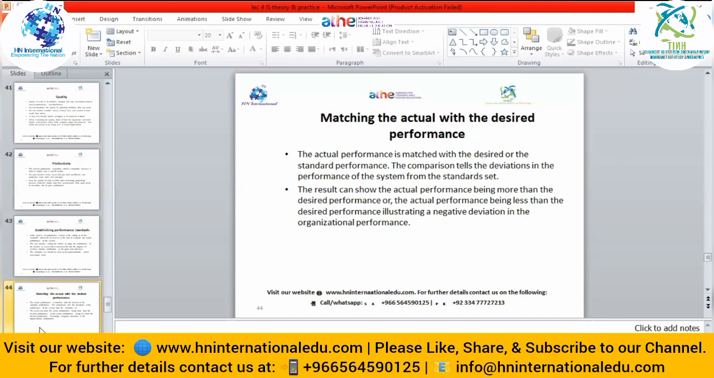The results can show the actual performance being more than the desired performance, or the actual performance being less than the desired performance, illustrating a negative deviation in the organizational performance. If our set criteria is 80%, but our system is giving 50% performance, we can say that it is a negative performance of our system.